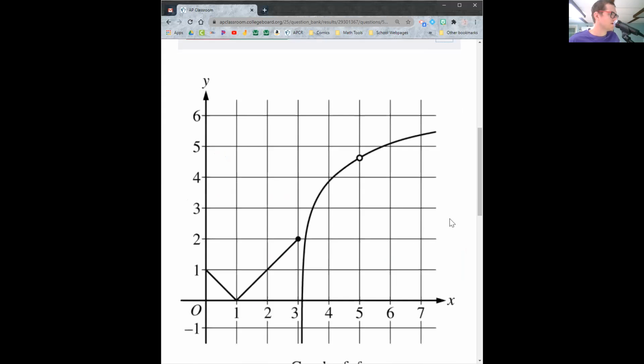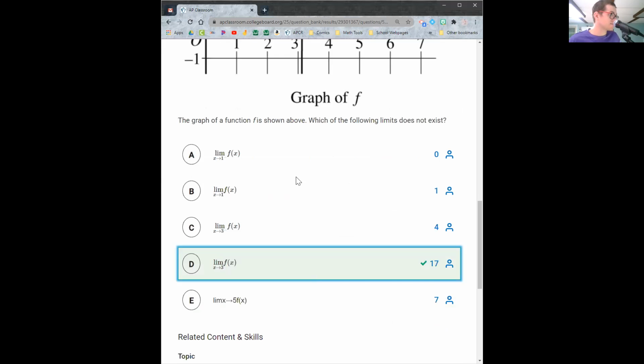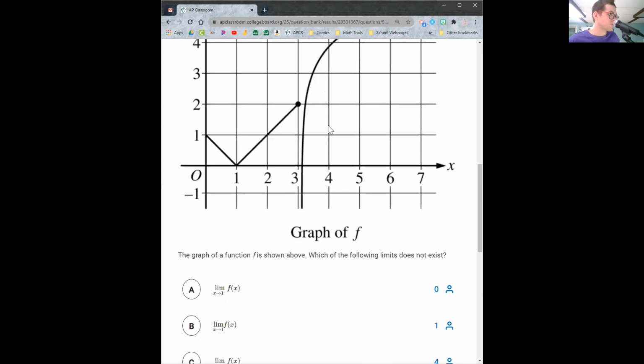Which of the following does not exist? The limit as x approaches 3 does not exist because from the left, it's going to 2. From the right, it's going to negative infinity. So the limit does not exist.